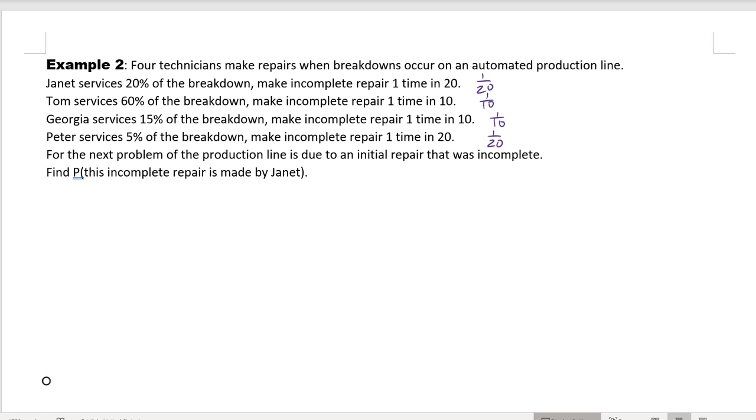The next problem on the production line is due to an initial repair that was incomplete. Find the probability that this incomplete repair was made by Jeanette. Okay. So let's see. So Jeanette, Tom, Georgia, Peter. So what is the A? What is the Bi? So A is the incomplete repair, right? So A is the incomplete repair.